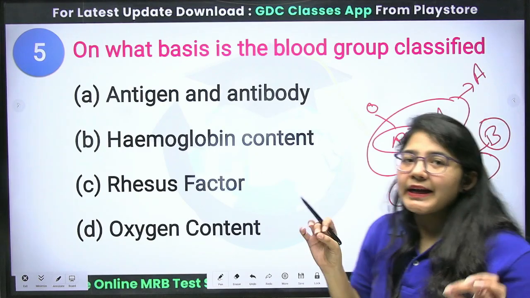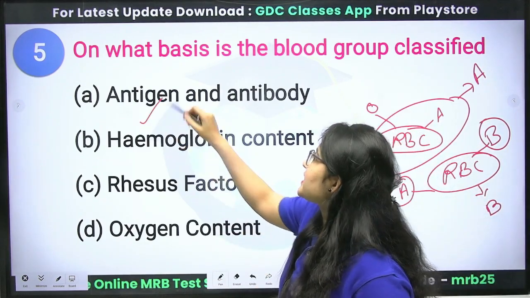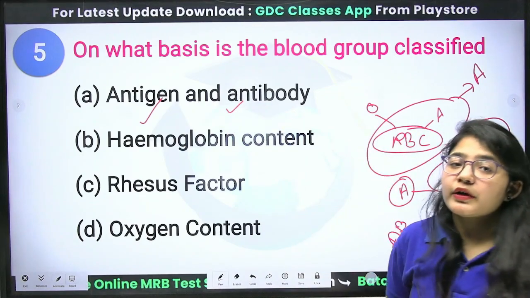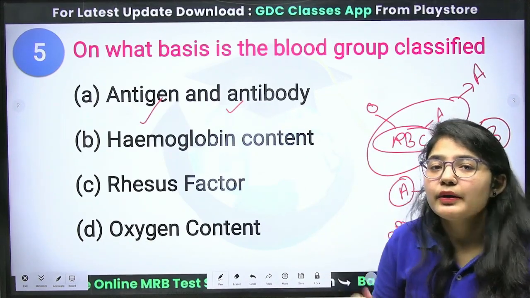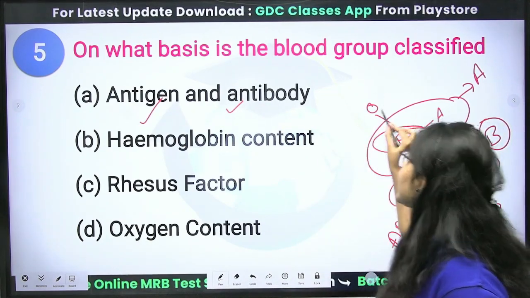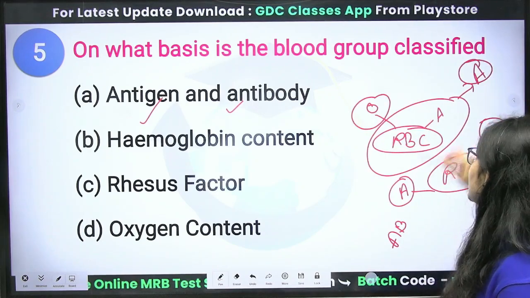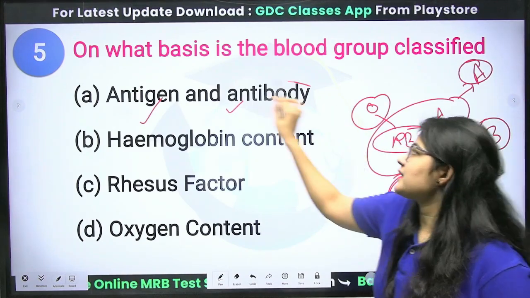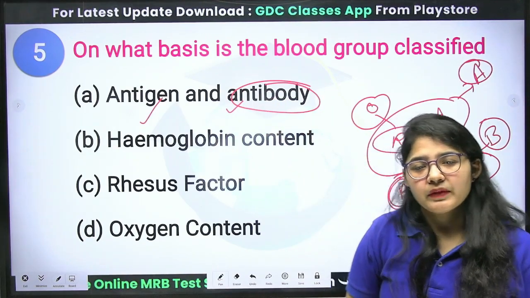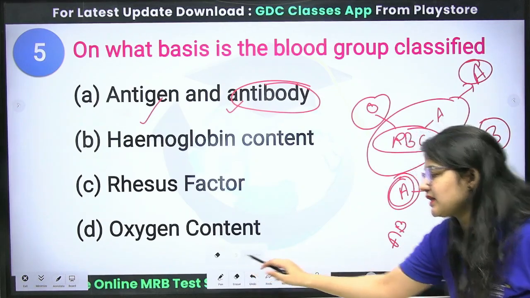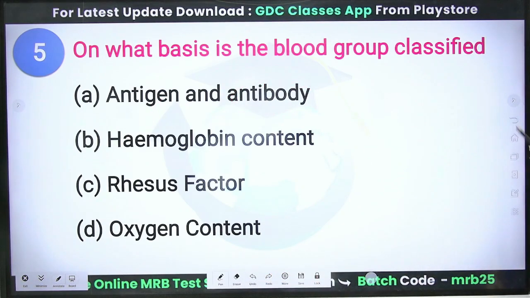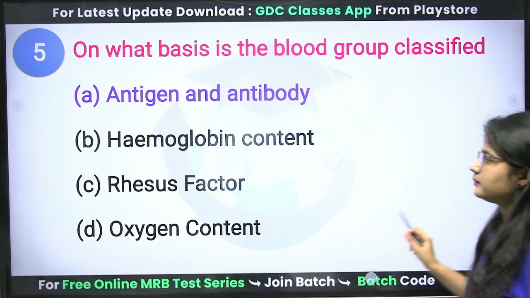So it only depends upon your antigen and your antibody to describe what is your blood group, because against these antigens your blood group creates your antibody. Clear? So what will be the correct answer? That is antigen and antibody. Okay.